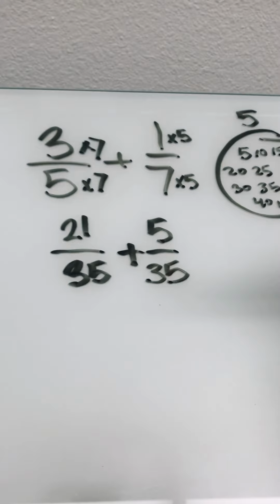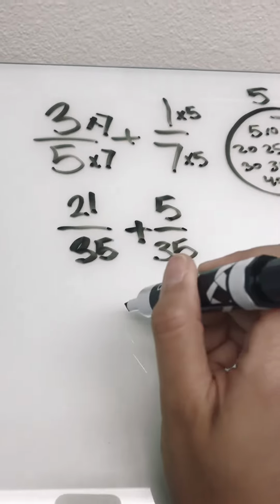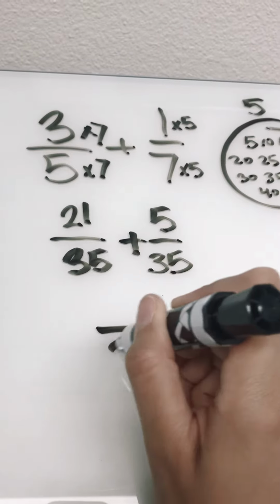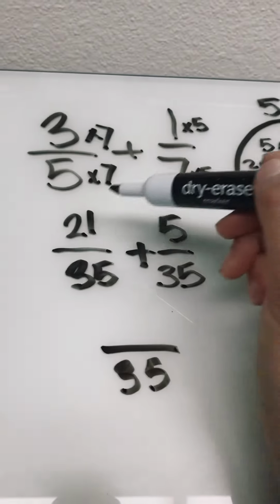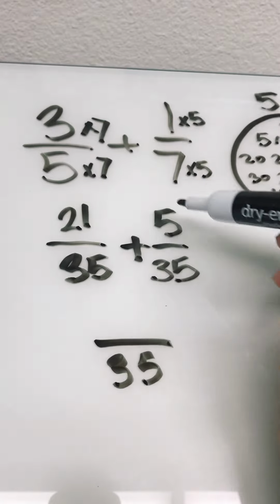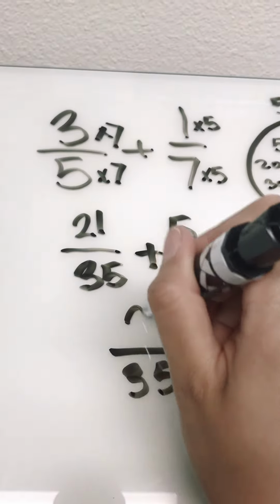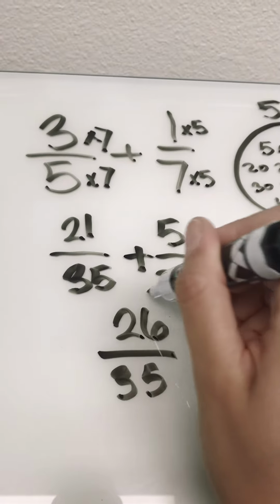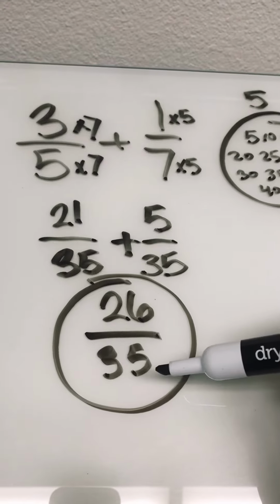Last but not least, because we did all of that work to find a common denominator, we are going to go ahead and leave that the same. So 35. And the only thing that we do is we will add our tops, which is 21 plus 5 is 26. So our final answer is 26/35.